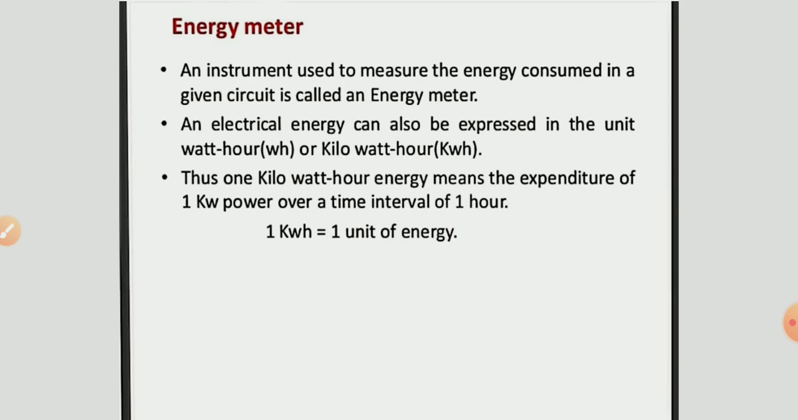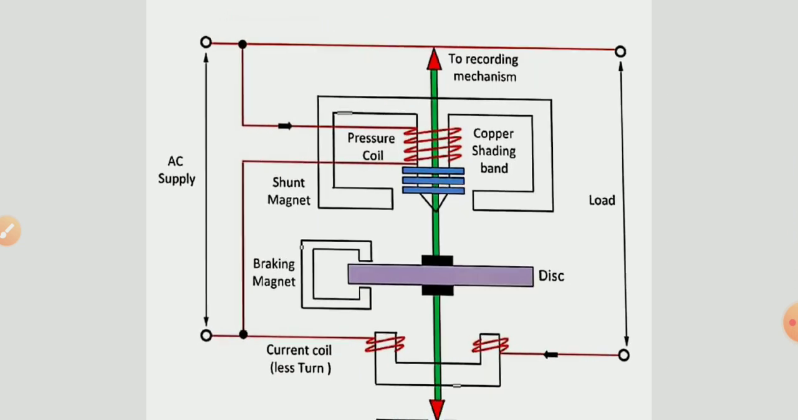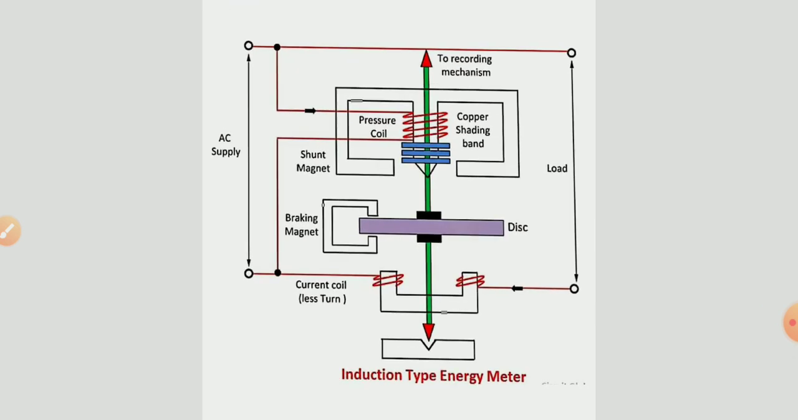If time is in hours, then the unit of the energy meter is 1 kilowatt hour. So it is used in every place like homes and industries. Okay, so this is the diagram of the induction type of energy meter.